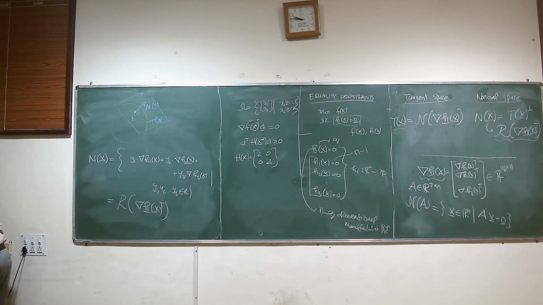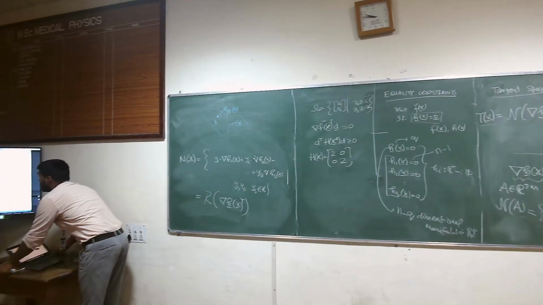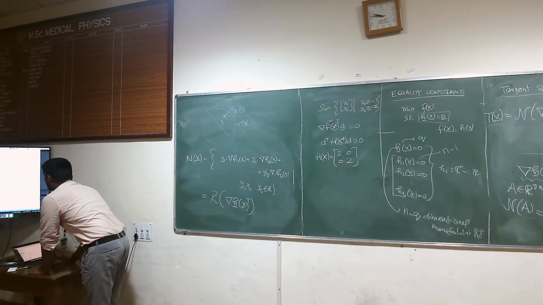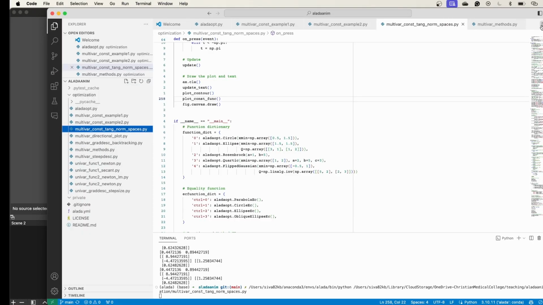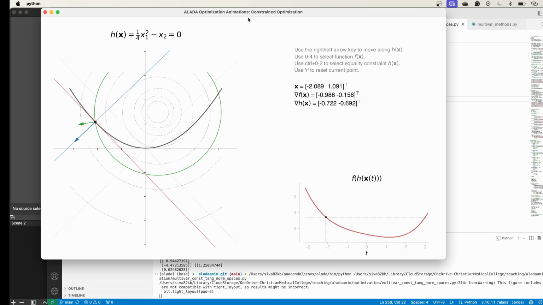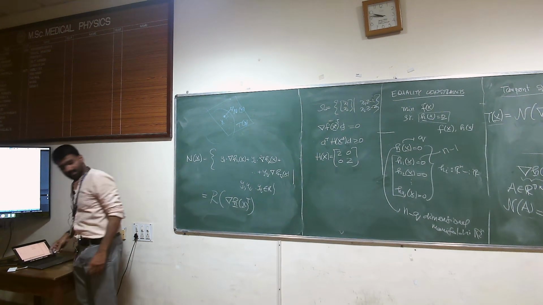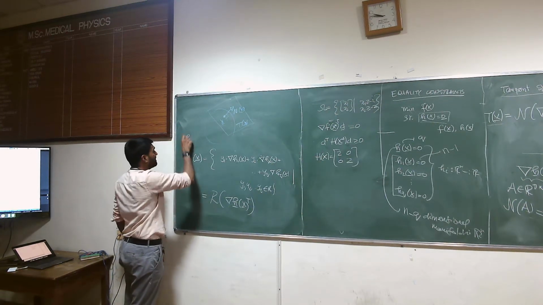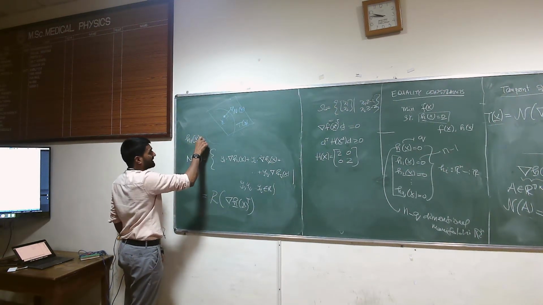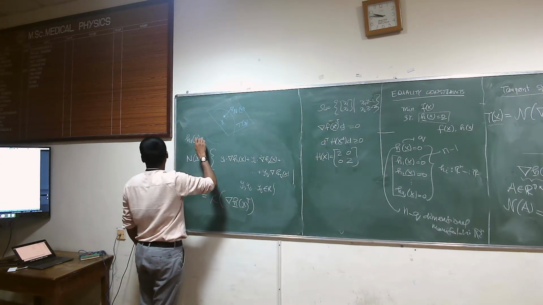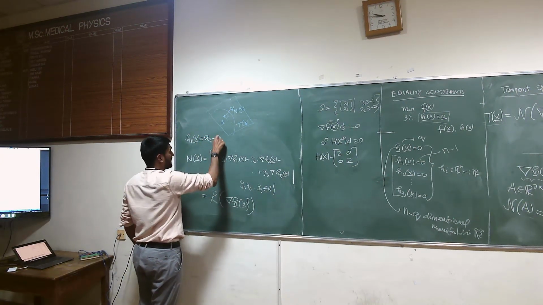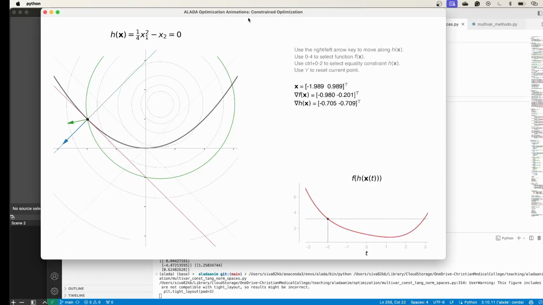I'll show an example first through an animation, and then we will do some examples by hand, and maybe that will clarify things. Forget about the contours. We are not worried about f of x. We're only focused on h of x. H of x here is simply, there is only one constraint: h1 of x equals x2 minus x1 squared equals 0. That's the parabola, the black curve that you see.